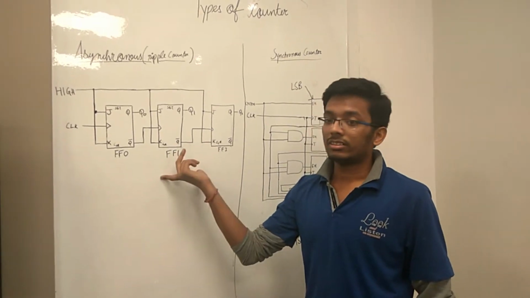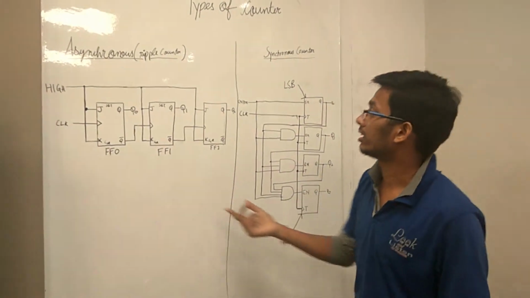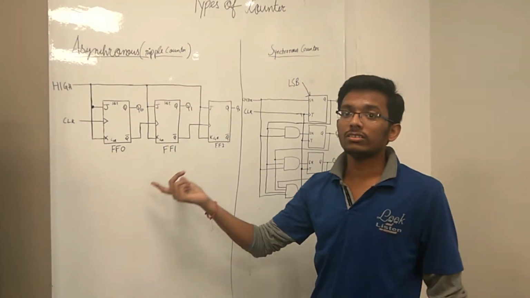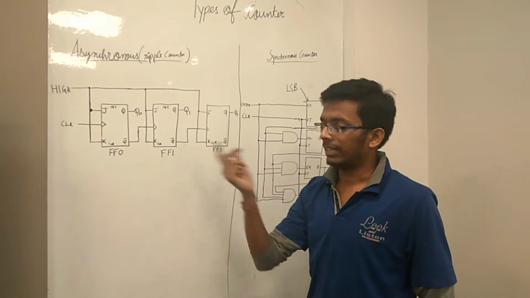As the number of states increases, the circuit is simple, whereas the circuit becomes complex as the state is increasing. Here we can see that the speed is slow.